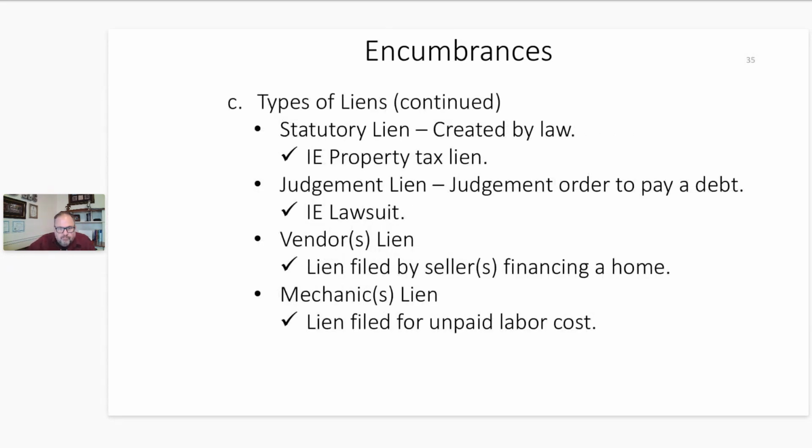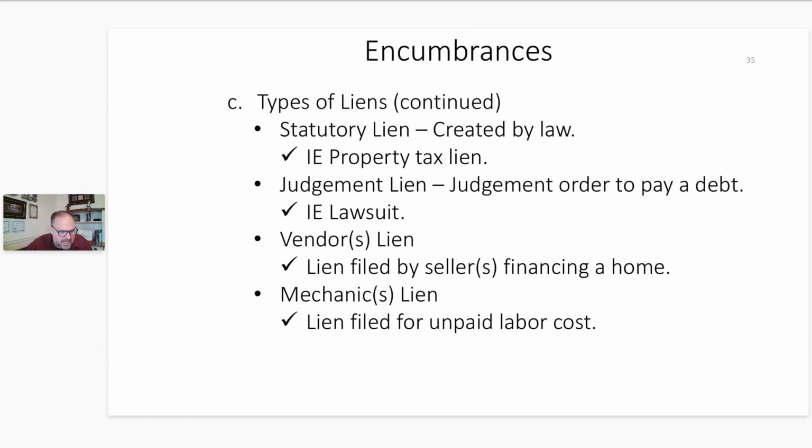Now, continuing on, statutory liens are created by law. Okay. Like a tax lien. Statutory means state laws, right? Revised statutes. So the state laws in each state, if you don't pay your taxes, we can put a lien on your property. That's a statutory lien. A judgment lien is a court order. Okay. It's a lawsuit. Who's the lawsuit against? It's not against the property. It's against the person. Okay. So that would be a general lien. It can go on any property, just like an income tax.